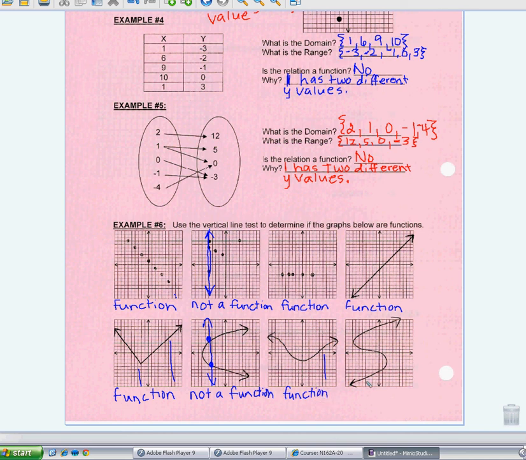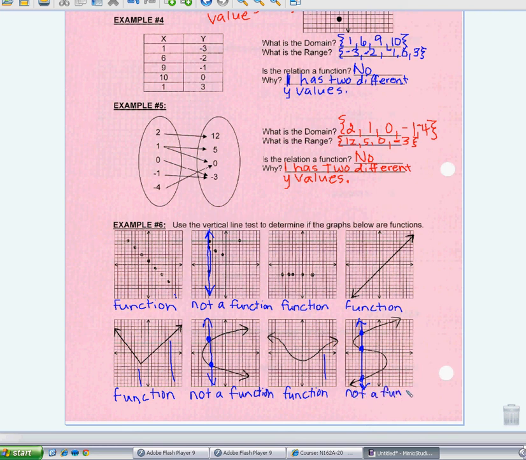I have an S line. So if I draw my vertical line through this one, I touch it once, twice, 3 times. So that's a bad thing. I can only touch it one time and one time only, so this is not a function.